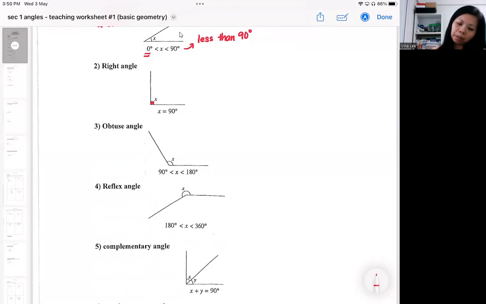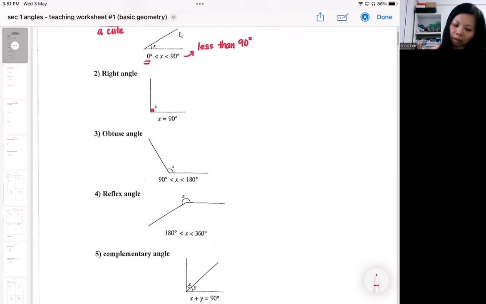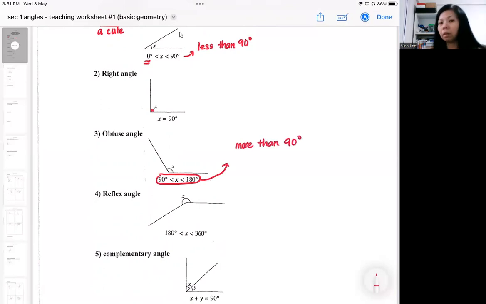Another word is called obtuse angle. An obtuse angle looks a little bit bigger than the acute angle. The range of the angle should be more than 90. Anything less than 90 will be an acute angle already. So an obtuse angle is more than 90 but less than 180. That's called the obtuse angle.